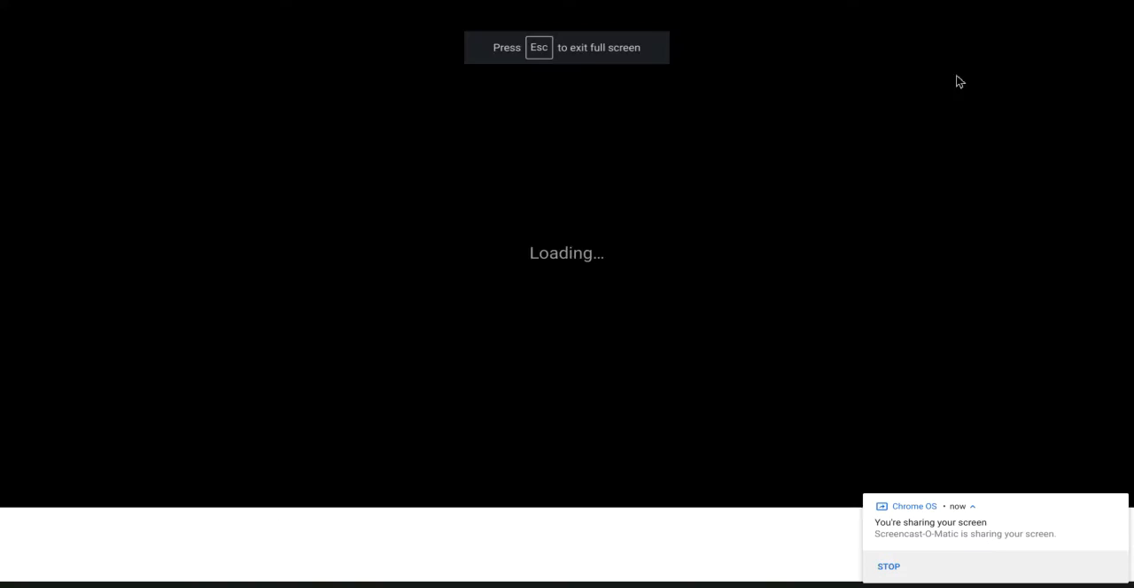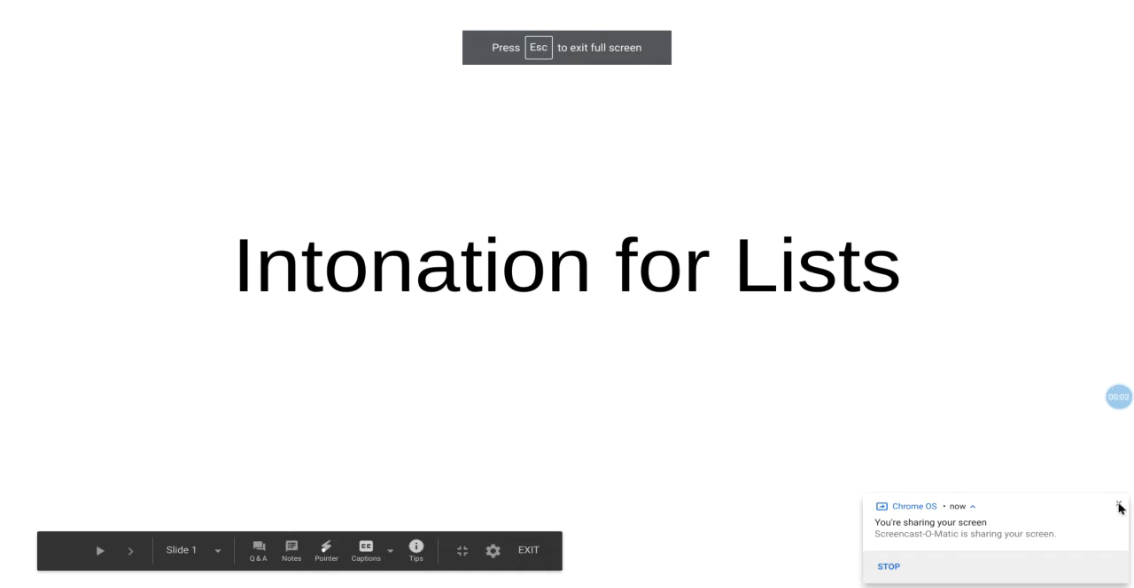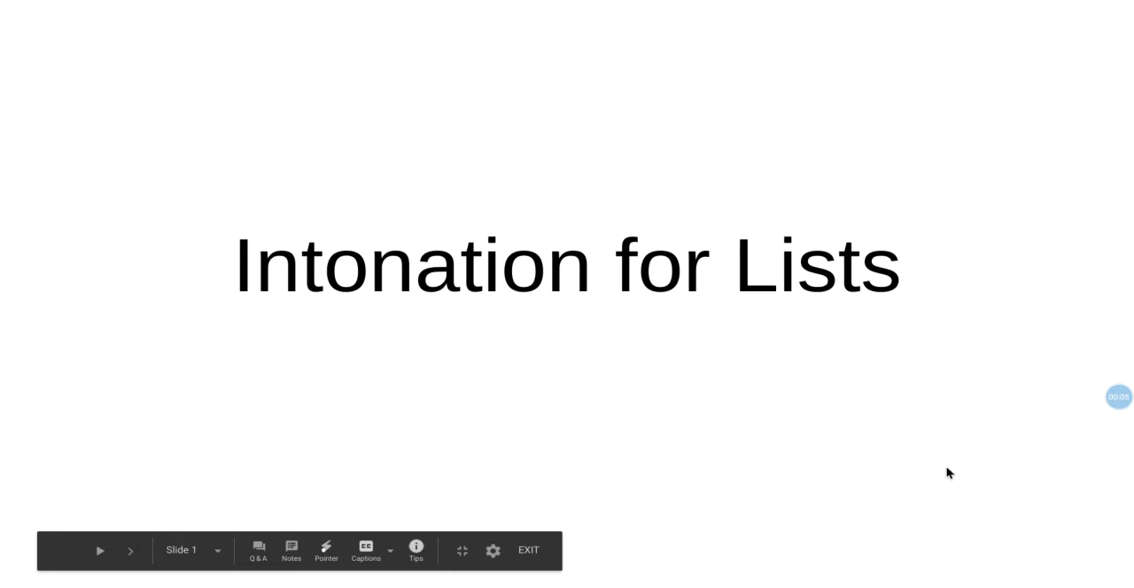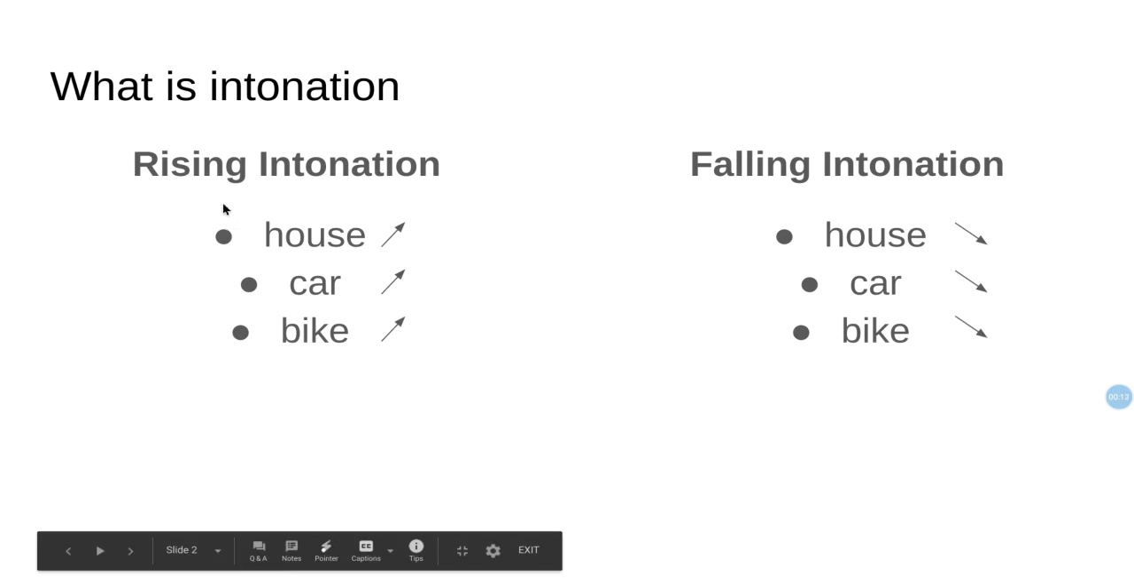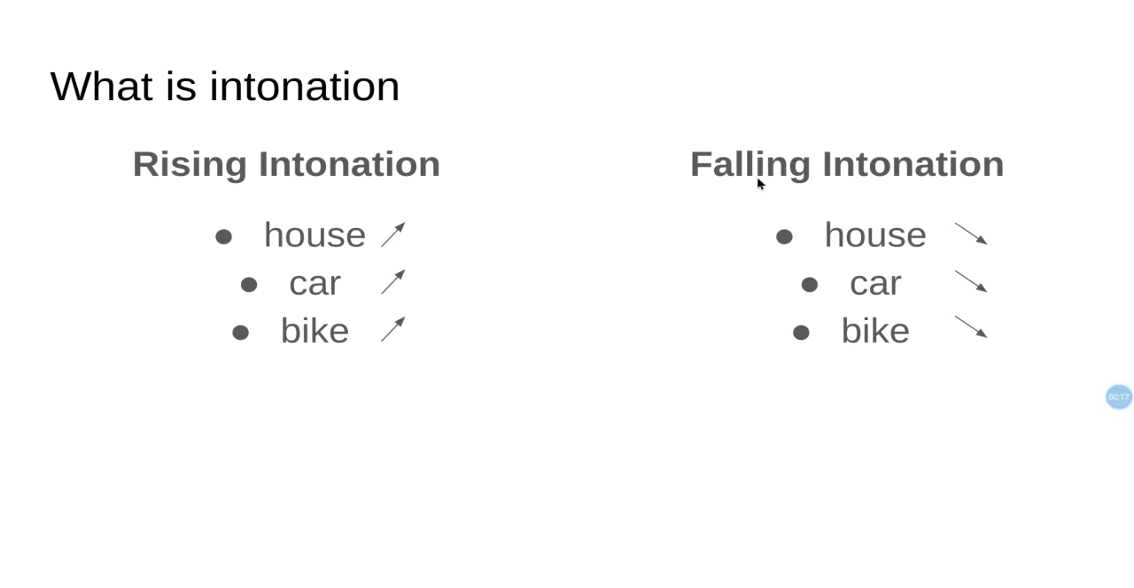Okay, I'm going to present in this video intonation for lists. Before I start, I need to talk about what is intonation in English. We have two different kinds of intonation in English: rising intonation and falling intonation.